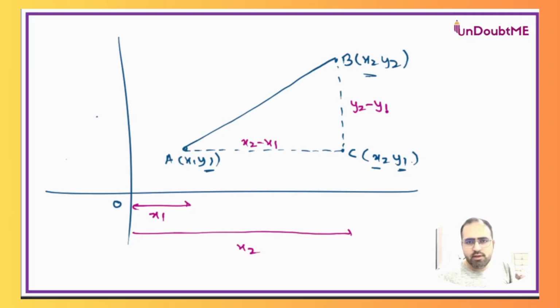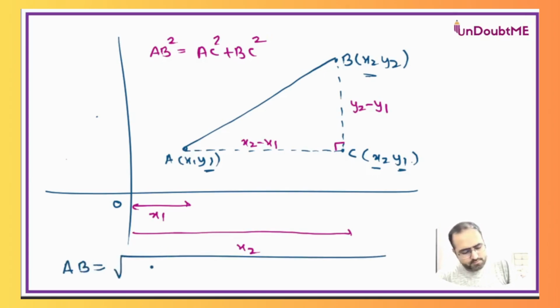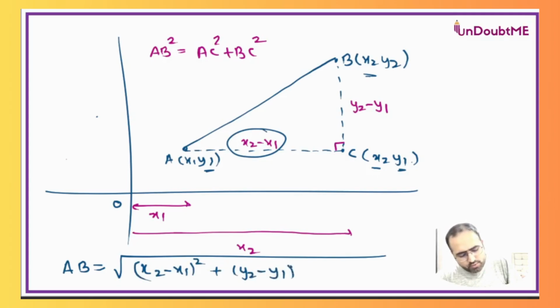Now it's a right angle triangle for which we are trying to find hypotenuse. So if I use Pythagoras theorem, then I can write AB square is equal to AC square plus BC square. AB is the distance which I'm looking for. So I'll just write it over here at the bottom. AB will be equal to square root of AC. What is AC? AC is x2 minus x1. So x2 minus x1 whole square plus y2 minus y1 whole square, and this becomes our distance formula.